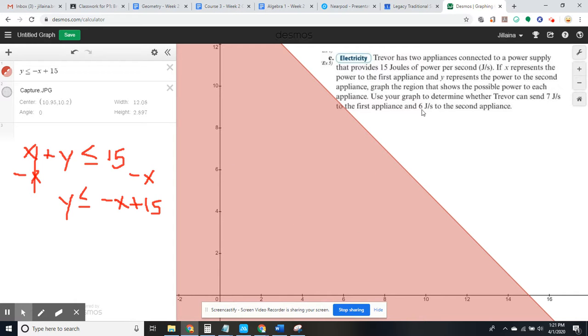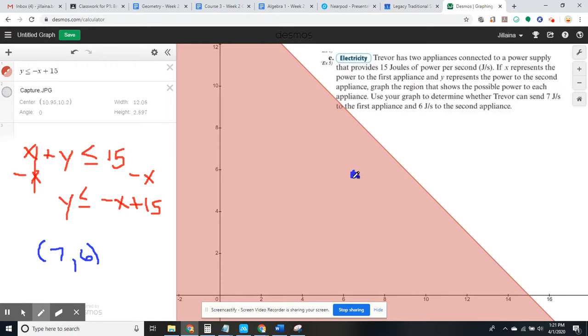So they want us to look if he can send 7 to the first appliance. Think of it like this. Let me change the color here. Think of this as a coordinate pair. The first is x, the second is y. All right, so if we graph that approximately here, around here would be the value.